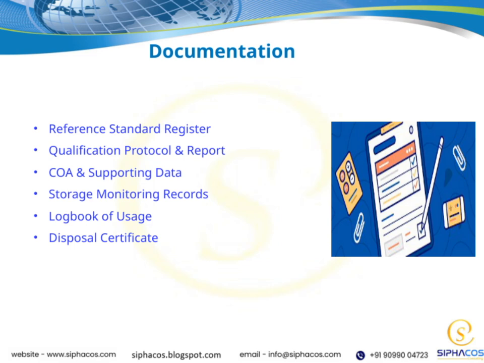These documents outline the specific procedures we follow and the results we achieve, providing a clear record of our validation process. Then, there's the Certificate of Analysis, or COA, along with supporting data. The COA confirms the quality and purity of materials we use, backed by detailed analytical data. Moving on, storage monitoring records are vital for tracking environmental conditions and storage conditions to ensure sample integrity over time.